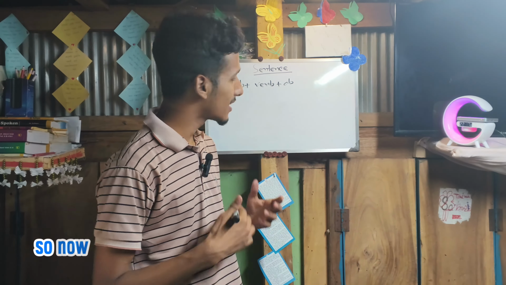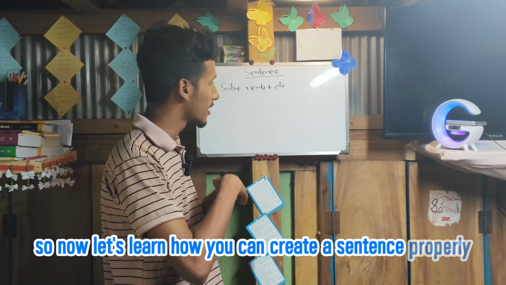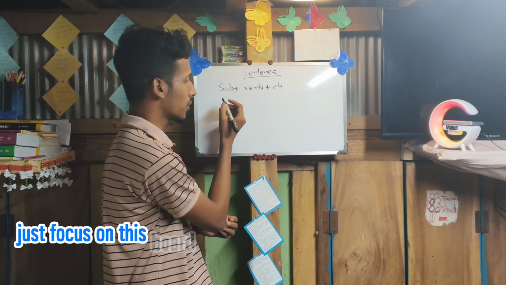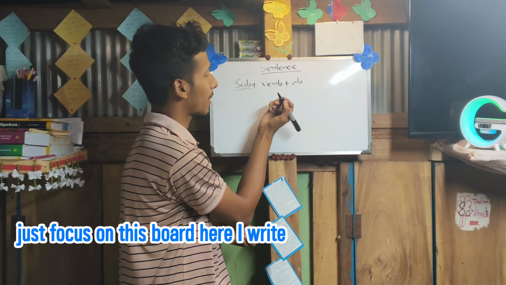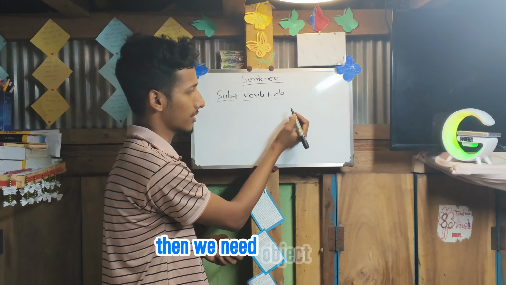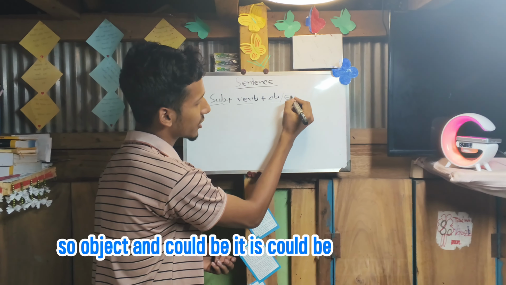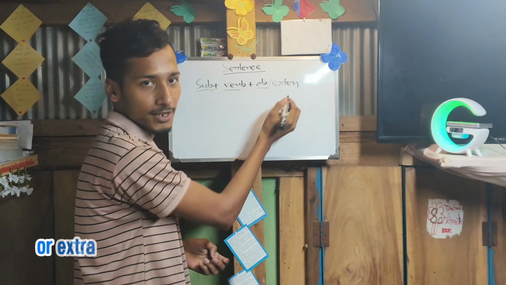So now let's learn how you can create a sentence properly. Just focus on this board. Here I write subject, and then we need a verb. Then we need an object. And there could be an extension, or an extra part.